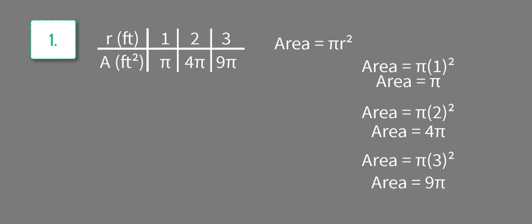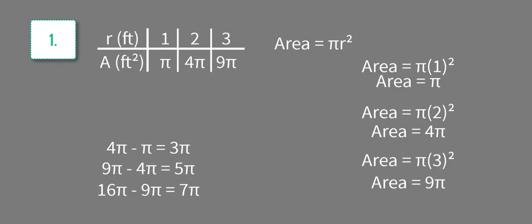In the next section, just as an introduction, if you look at the differences in r, you get 2 minus 1 is 1, 3 minus 2 is 1, so there's a difference of 1. And if you look at 4 pi minus pi, you get 3 pi, and 9 pi minus 4 pi equals 5 pi. And if we went ahead and used 4, 4 squared is 16, so that's going to be 16 pi square feet if we have a radius of 4 feet. So we'll go with 16 pi minus 9 pi equals 7 pi.